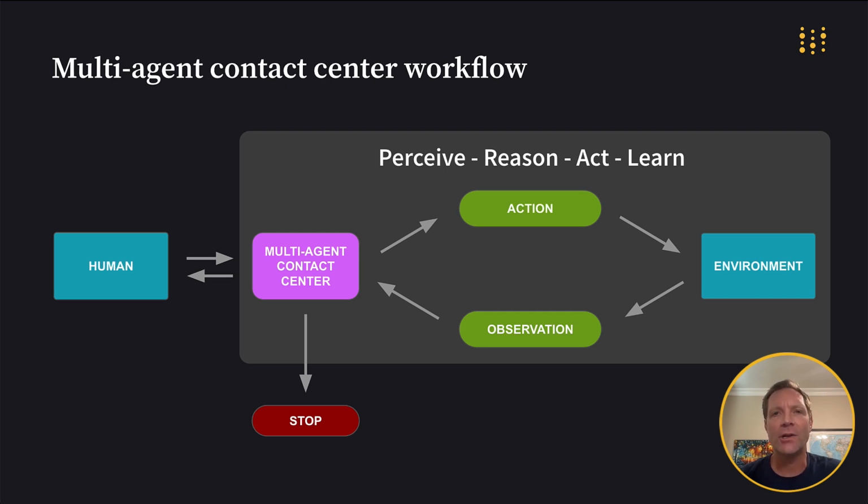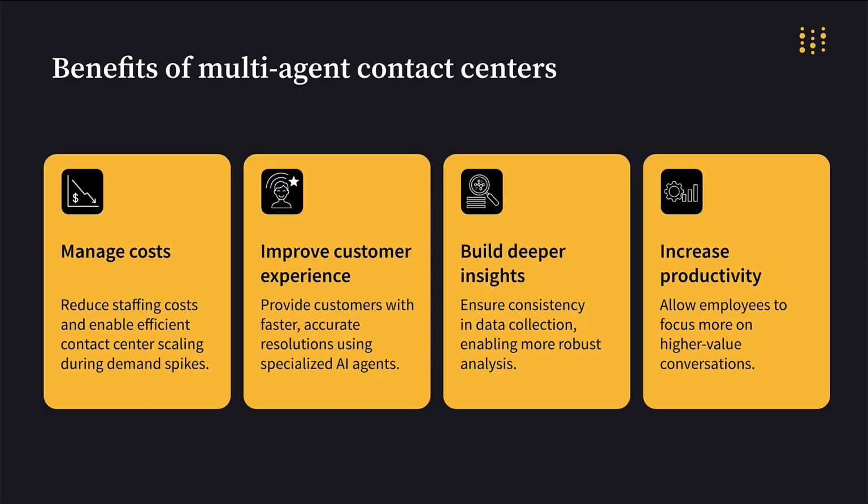These AI agents are equipped with access to your support knowledge base and protocols, but are also able to learn and improve over time, even after deployment into production. Through a perceive, reason, act, learn cycle, they gather and interpret data, plan and execute tasks, and continuously refine their performance. So, how does a multi-agent contact center address each of the challenges we mentioned specifically?